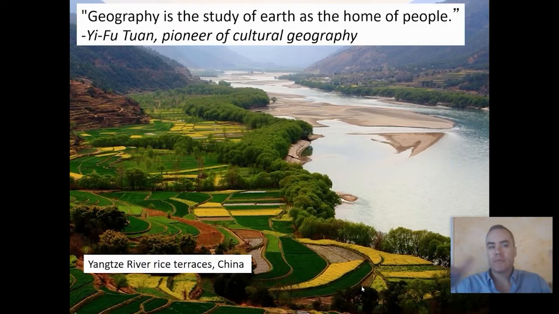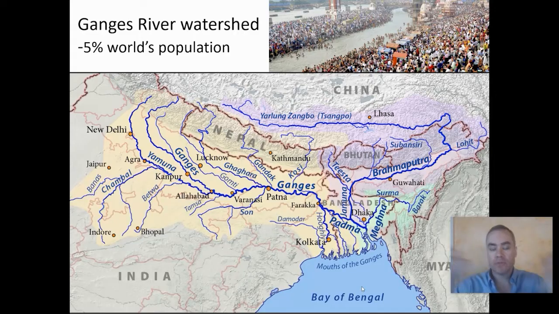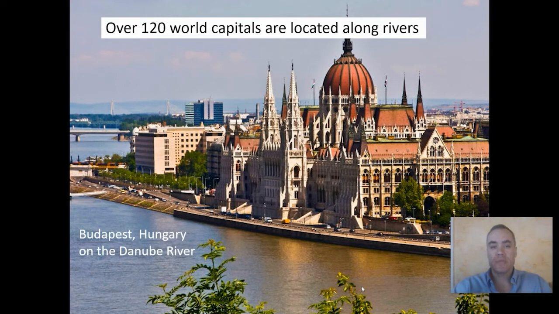The cultural geographer Yi-Fu Tuan said that geography is a study of Earth as the home of people, and there's nowhere you can see that better than along rivers. For example, the Ganges River watershed in this picture is home to 400 million people, 5% of the world's population. Over 120 of the capital cities in the world are located on rivers. 42 of the 50 U.S. state capitals are along rivers.